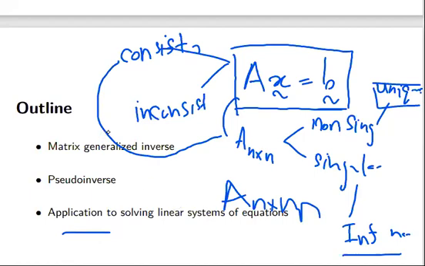So, consistent system, and the coefficient matrix is rectangular. Then how do you find the solution? I will address that one as well.